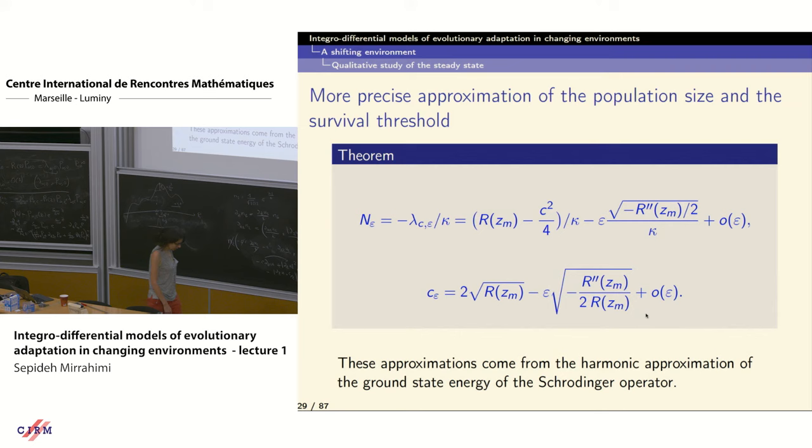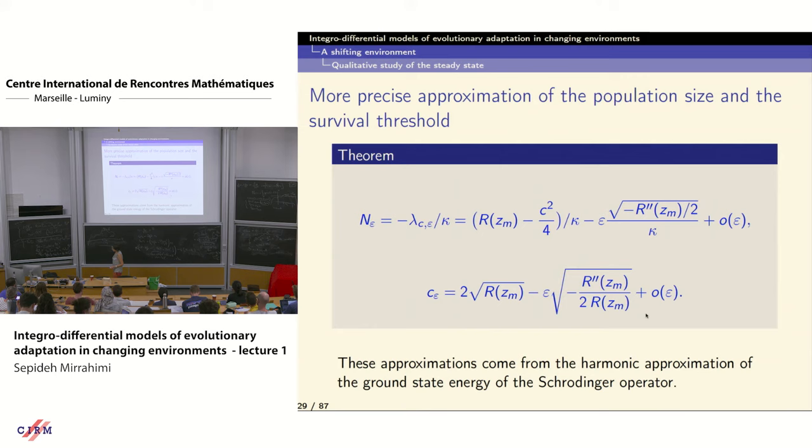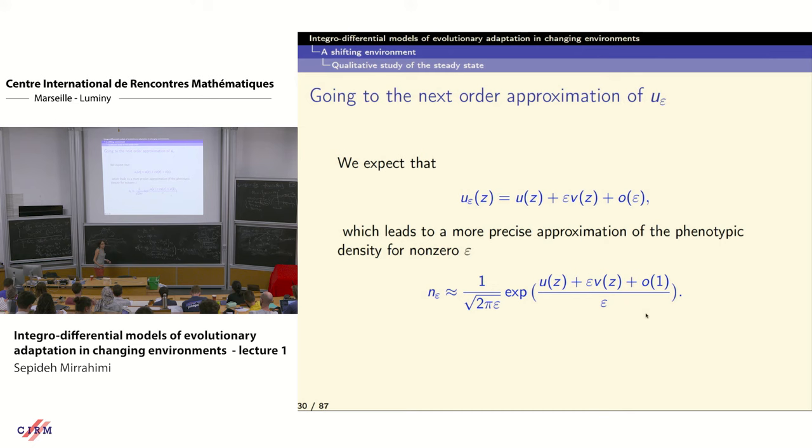And it is also interesting, when you discuss with biologists, what they really like is to be able to say things on the moments of the population distribution, and not just the limit when epsilon goes to zero. They want to know, when the distribution is peaked, what we can say on the moments of the phenotypic distribution, because these are the quantities that are more measurable, the quantities that they try to estimate in their computations.